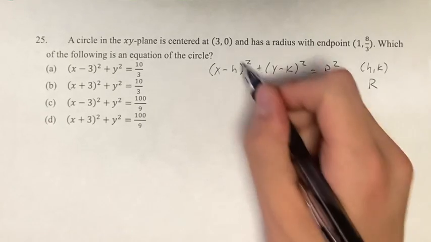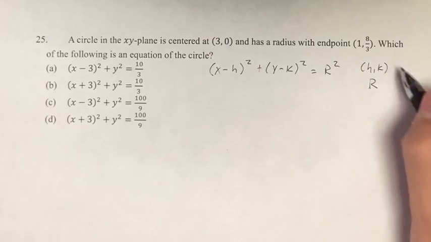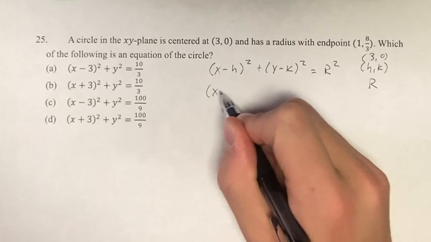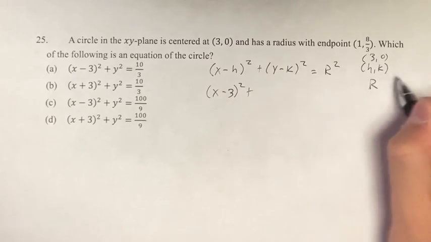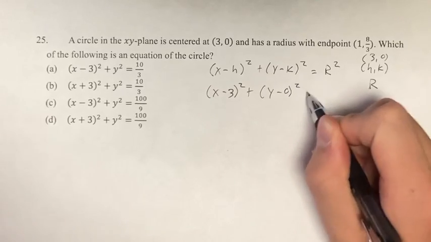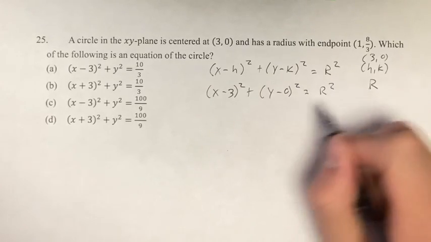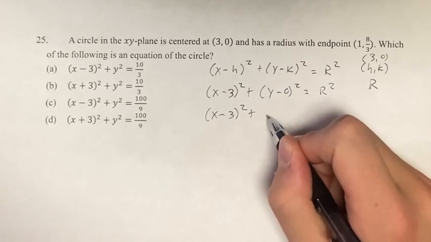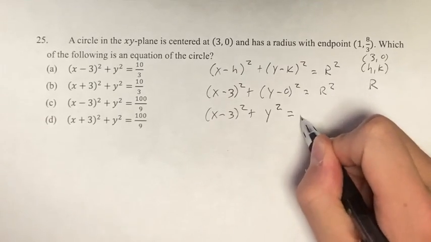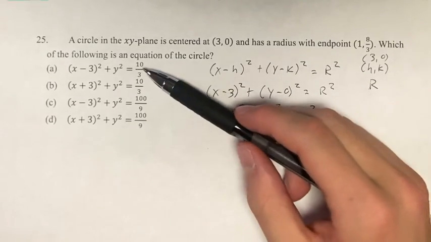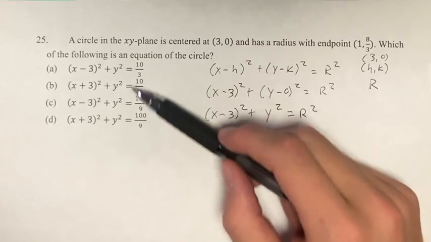So if we're told that (3, 0) is our center, that means h is going to be 3, so we have (x - 3)^2. And then k is going to be 0, so we have (y - 0)^2. And this is equal to r^2. We'll get to r in a minute. So this is (x - 3)^2 plus y minus 0 is just y, so that's just y^2, equal to r^2.